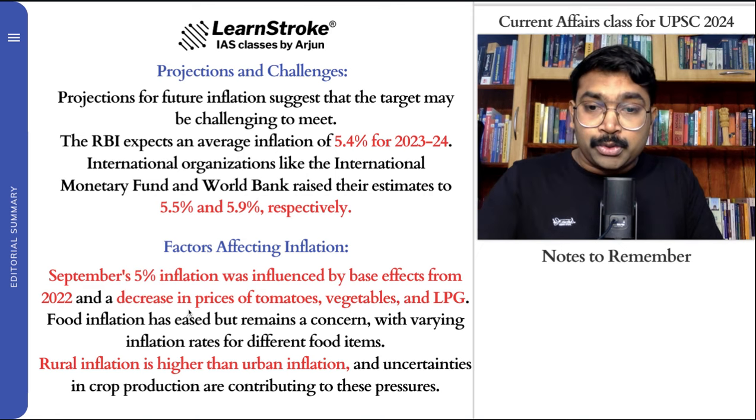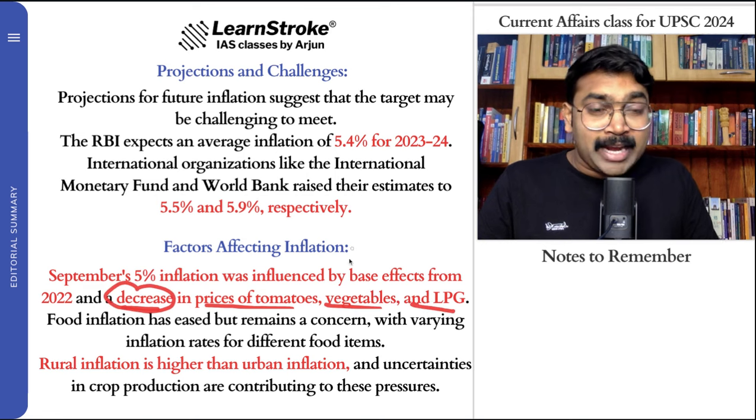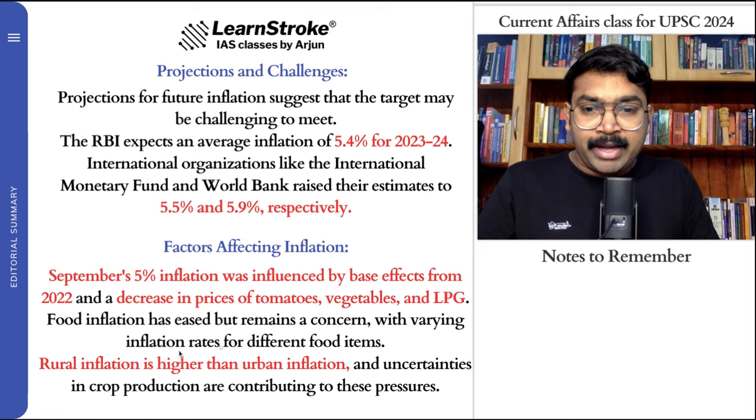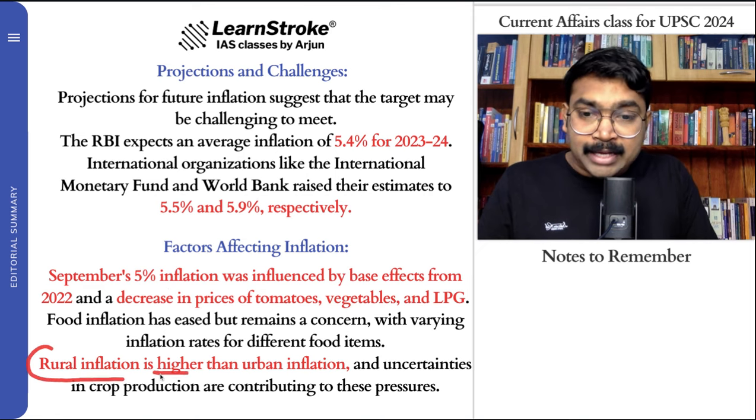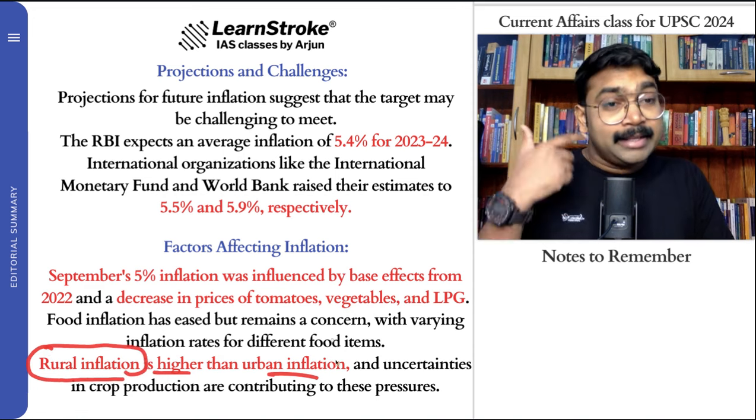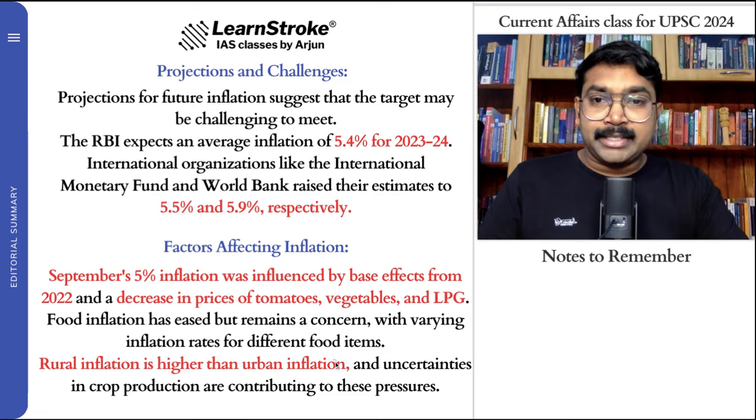And also the decrease in prices of tomatoes, vegetables and LPG has helped to bring down the inflation. The food inflation has eased but remains a concern, with varying inflation rates for different food items. And rural inflation is higher than urban inflation, which is a new thing that we can see. So all these are the important challenges.